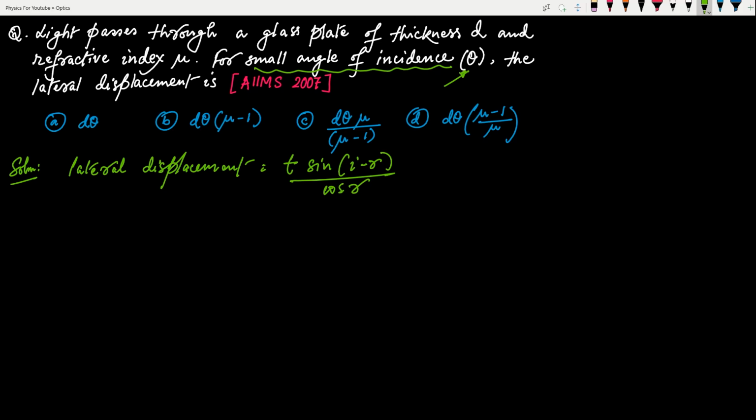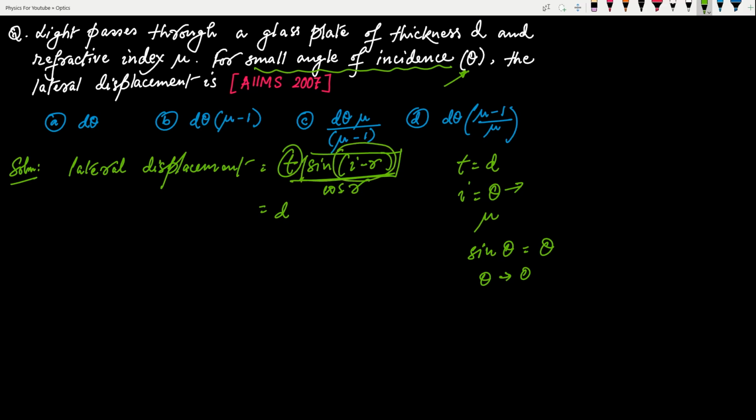Let's see. Thickness in this question is given to be d, the angle of incidence is given to be theta, and the refractive index given is mu. Now this theta is very small. We know that when theta is very small, sine theta can be written as theta, for theta tending to 0. Now we can say that t will be d, and since I is very small, I minus r will also be very small. Therefore we can directly write sine (I minus r) as I minus r.